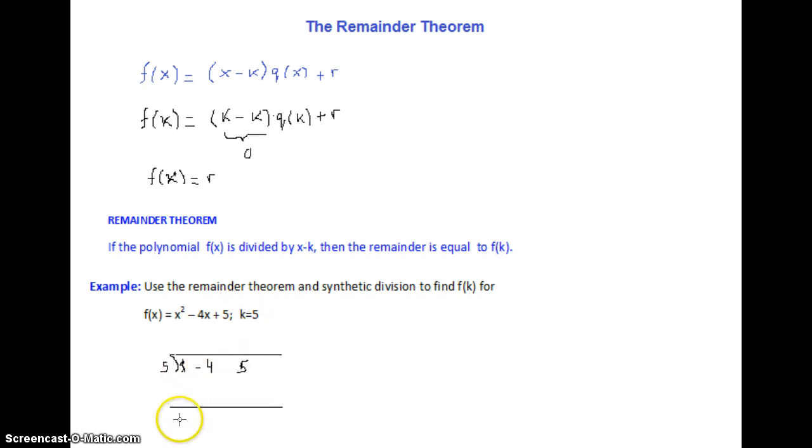Now we move down 1. 5 times 1 is 5. Minus 4 plus 5 is 1. 5 times 1 is 5. 5 plus 5 is 10. So there's a remainder from this division. The last number is the remainder. It's 10.